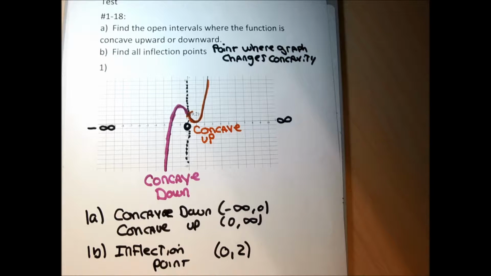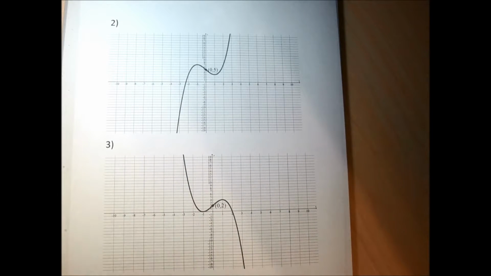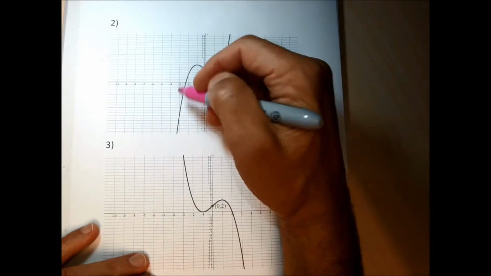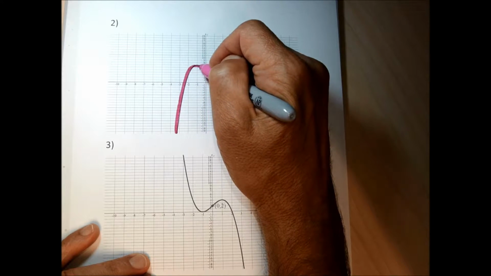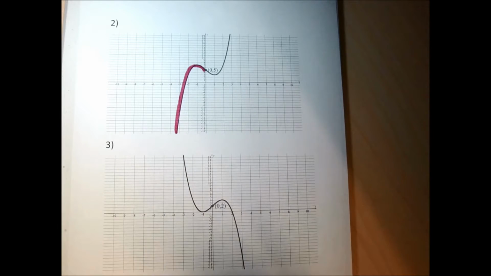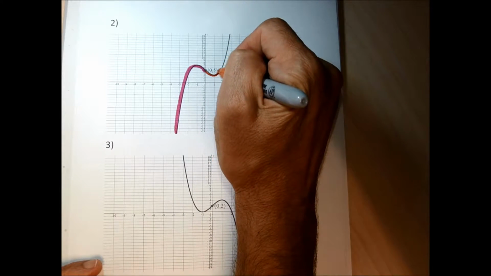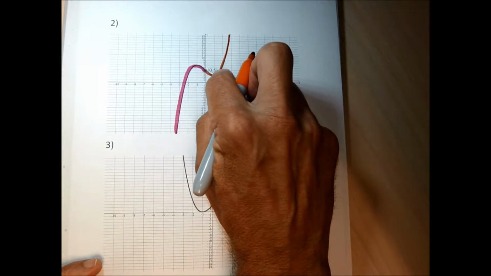So for each of the 18 problems now, I'm going to figure out where the graph is concave up and concave down for part A, and if I have an inflection point, I'll label it in part B. So there's problems 2 and 3, and I'll just trace on these. In this first region for number 2, my graph is concave down again. It's bent over, and then right at the point 0.5, instead of being bent down, it's bent up, and that's the concave up region. So this is the down, and then it flips to up.